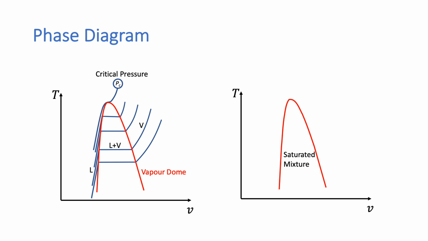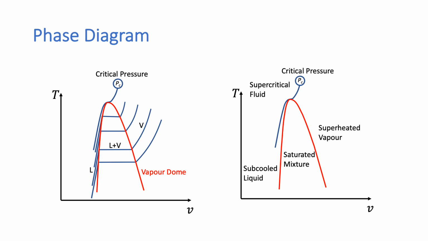Underneath the vapor dome, we have the conditions at which a saturated liquid-vapor mixture can exist. To the right of it, we have superheated vapor. On the left, we have subcooled liquid. If we then draw the critical pressure line, everything above that is supercritical fluid. The peak of the vapor dome, where the critical pressure isobar meets it, is known as the critical point. The volume at the critical point is known as the critical volume, and the temperature is known as the critical temperature.